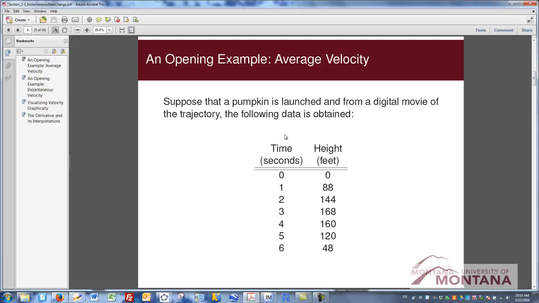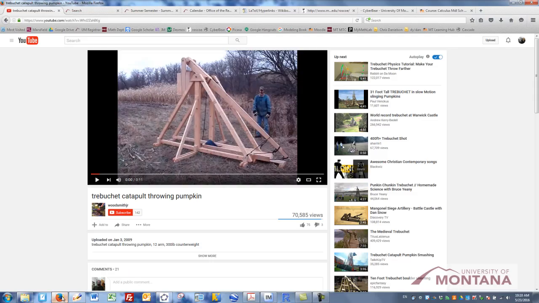So one example here to get us rolling. So suppose that a pumpkin's launched and from a digital movie of the trajectory, the following data is obtained. So let's say at time 0 seconds, we're at a height of 0. And then after 1 second, we're up to 88 feet and so on. So just to give you a little bit of, I guess, inspiration for this, let's go ahead and watch a movie.